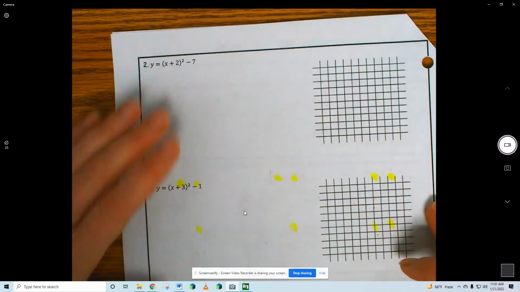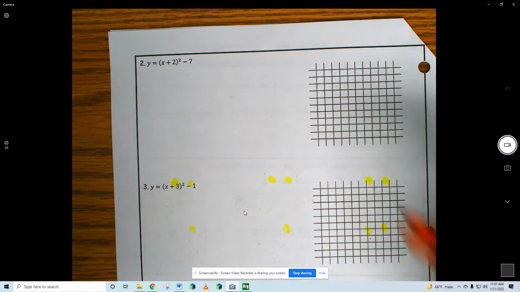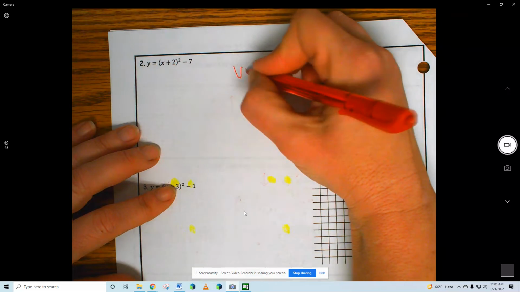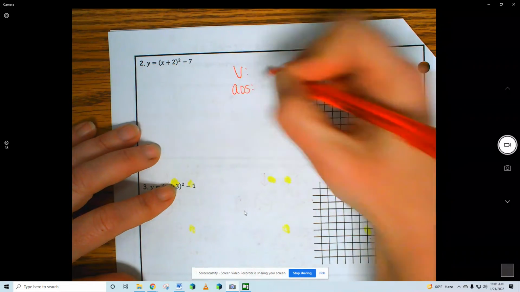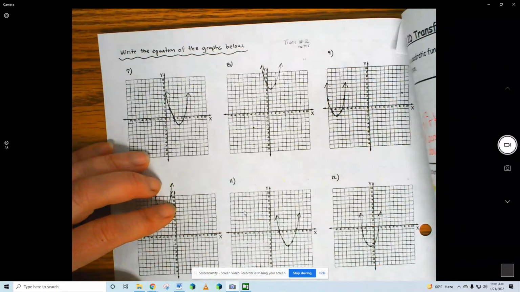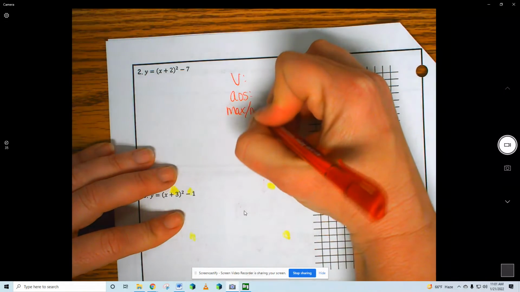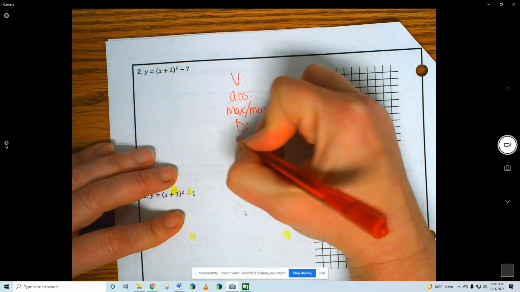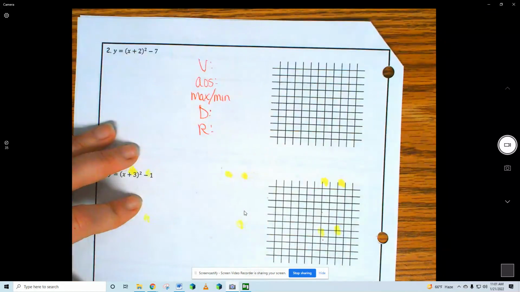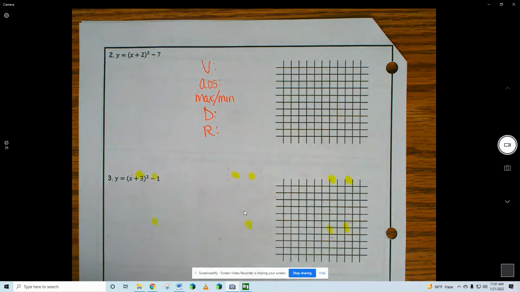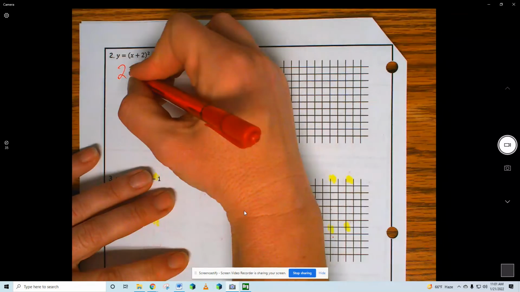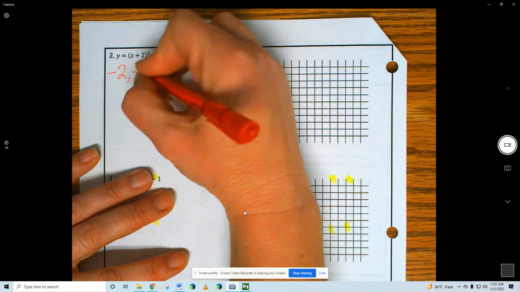Number 2. Same instructions. Vertex, axis of symmetry. What else? Oh, max and min. Domain, range. These are all the key features. Okay. Well, we already said that it was (-2, -7), right?